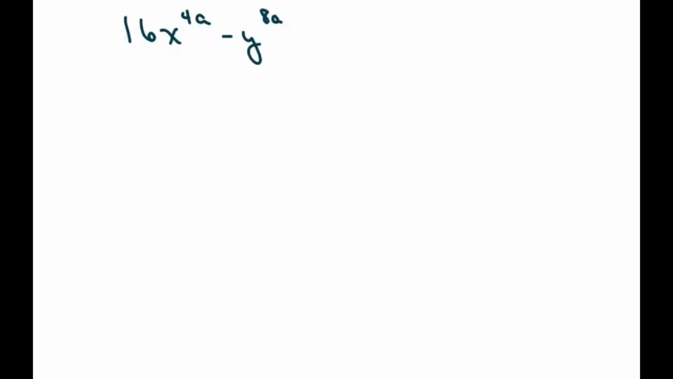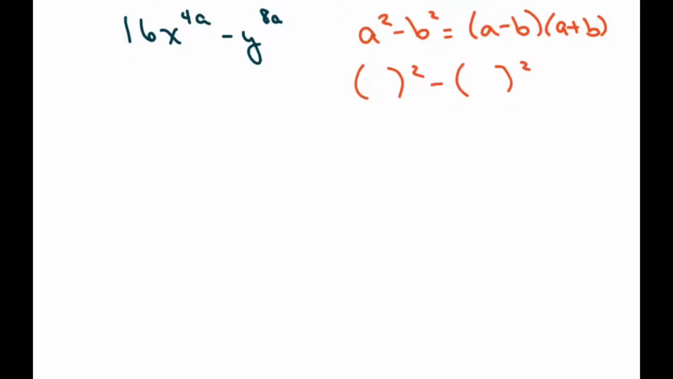Okay, and the last one is this one. This is my difference of squares formula. A squared minus B squared equals A minus B times A plus B. So I just need my A and my B. So for my A, I'm going to get 4x to the 2a. And this would be y to the 4a. Because all you're doing is multiplying these with your product property. So since I have my a, which is 4x to the 2a, and my b, which is y to the 4a, I can fill this out.